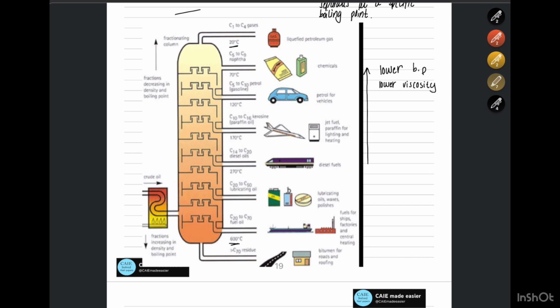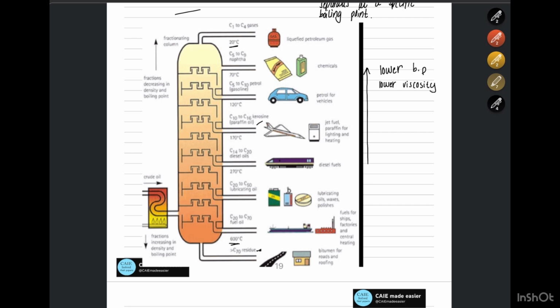Viscosity refers to how fluid a substance is. If you see residue, it is very viscous. It's not that fluid. It doesn't flow easily compared to, for example, paraffin oil, which flows, or gasoline, which flows and has even lower viscosity. So as you go from bottom to top, viscosity decreases.